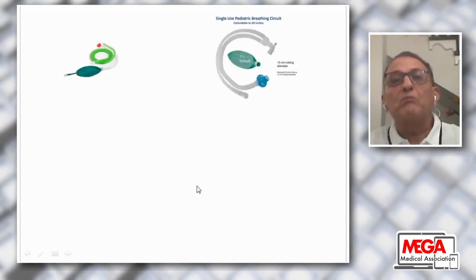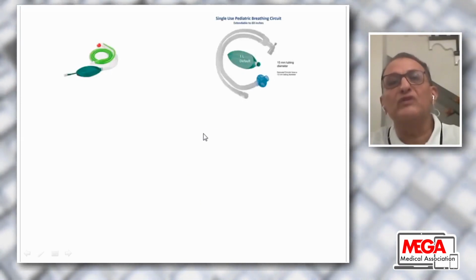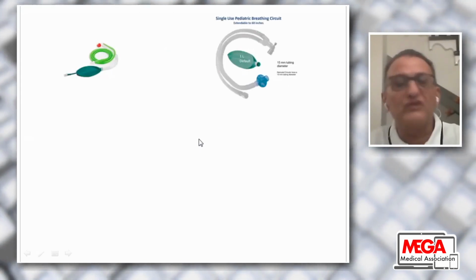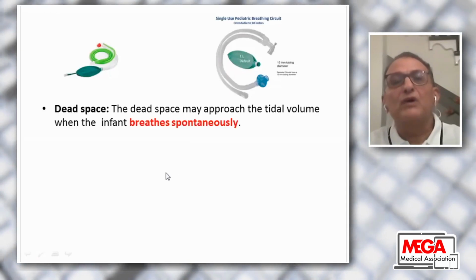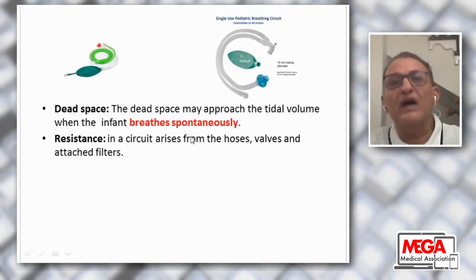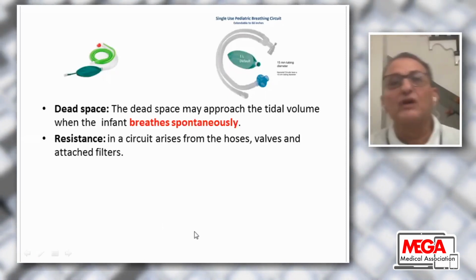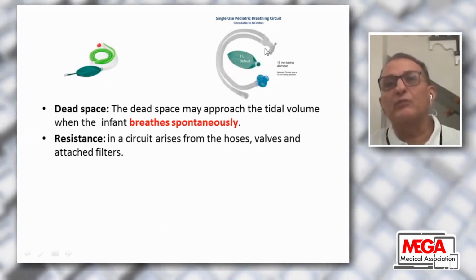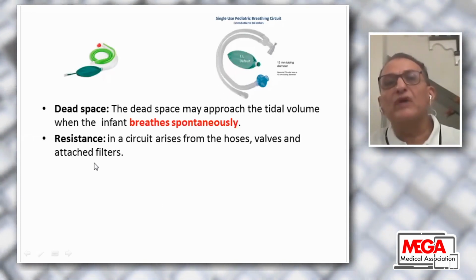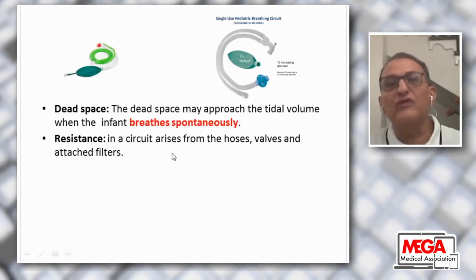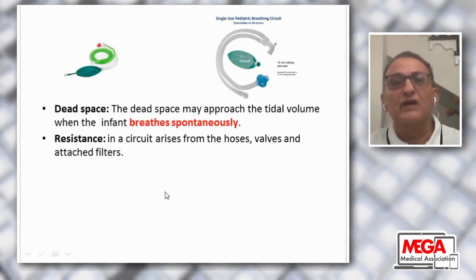This is the other type of circuit that we use when controlling ventilation, which is a circle system. Of course, this has a 15 millimeter diameter. When using these two circuits, we have to keep in mind two concepts: the dead space of the circuit, for example, and the resistance of the circuit, which comes from hoses, valves, and filters.